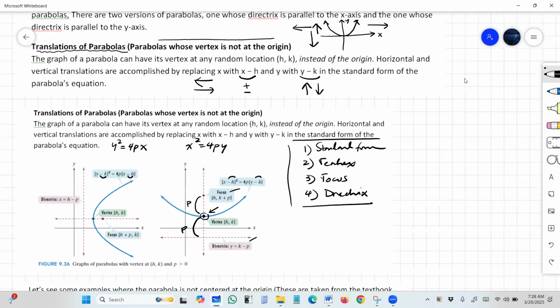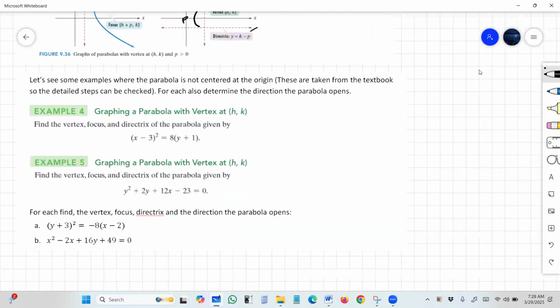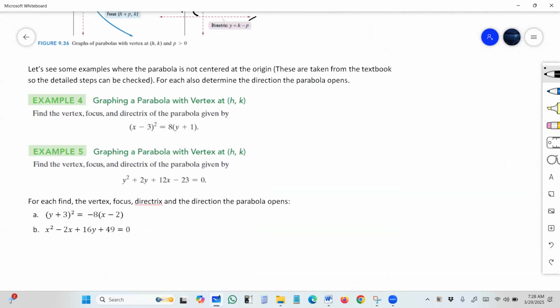So let me show you the problems that we're going to see. There are two types of problems here where we have to find those quantities. The first type is where the equation is already in the basic format, like these two that you see over here. We're going to work these two first, and then I'm going to show you the other type, where we have to do a little bit more work. Let's do the first one first. This is example 4 in the textbook. So example 4 and example 5, you can go back and check.